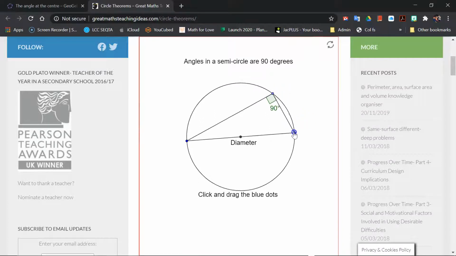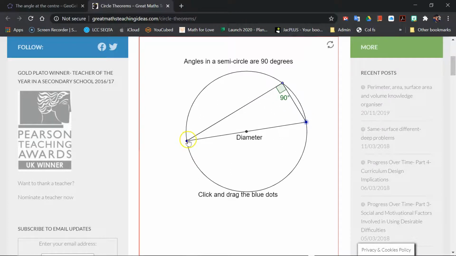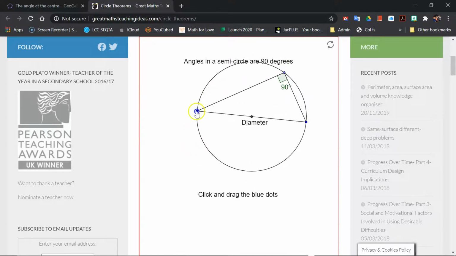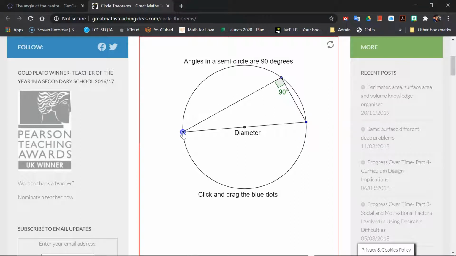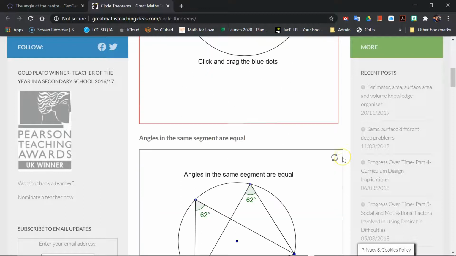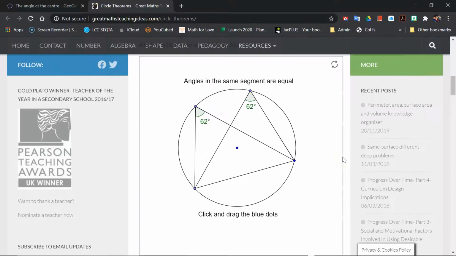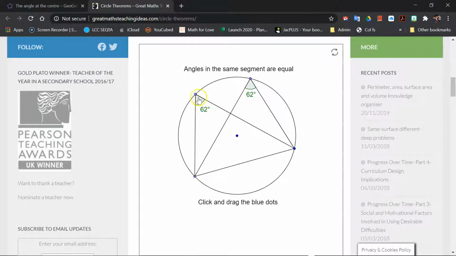And you could change wherever this diameter is, and this is using GeoGebra, so the size of the circle gets changed. But it doesn't really matter where the diameter is because it's always going through the center. This point here, making a triangle, will always be 90 degrees. So that's the first part that I'd like you to take down. Okay, the second one is that we have a look at this.